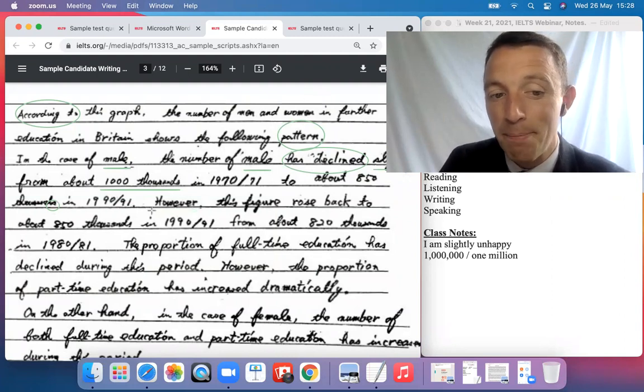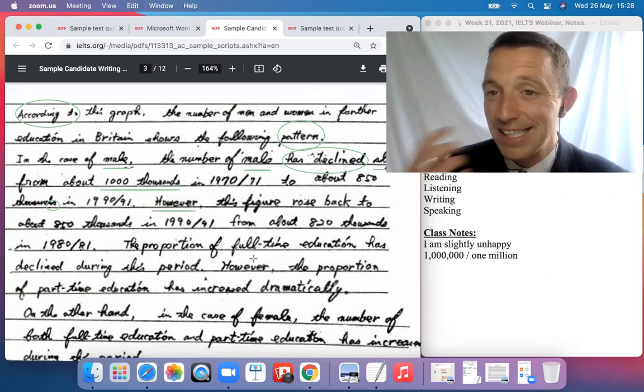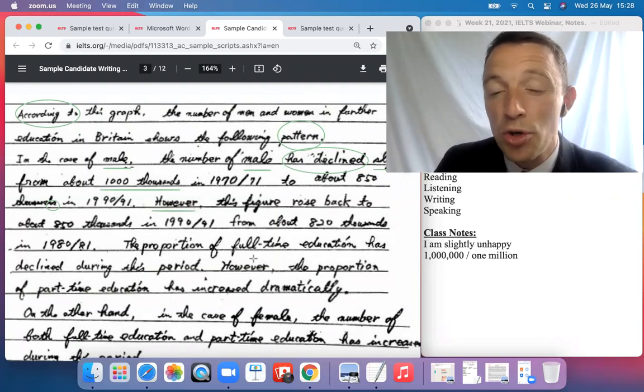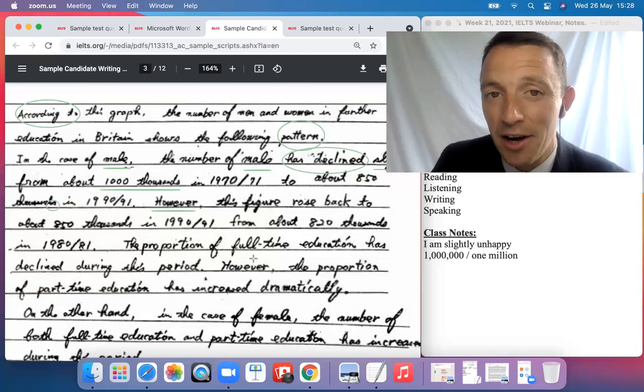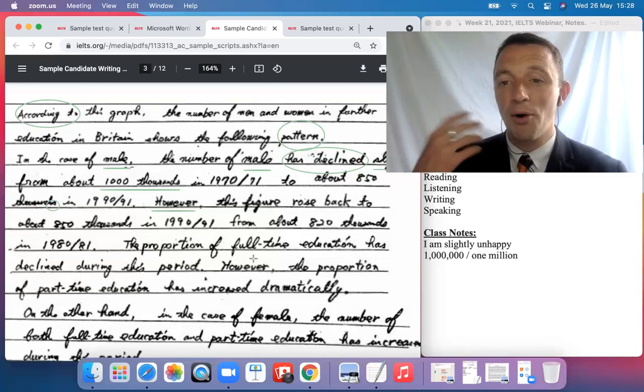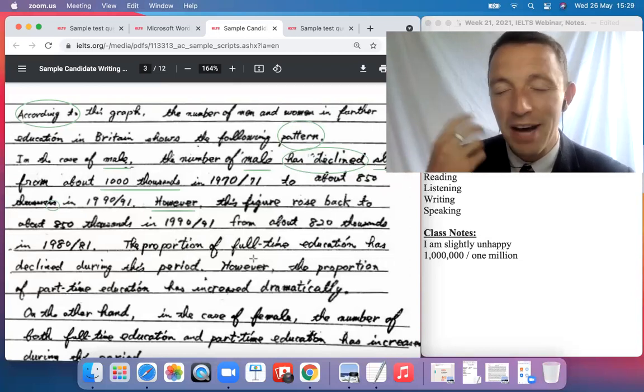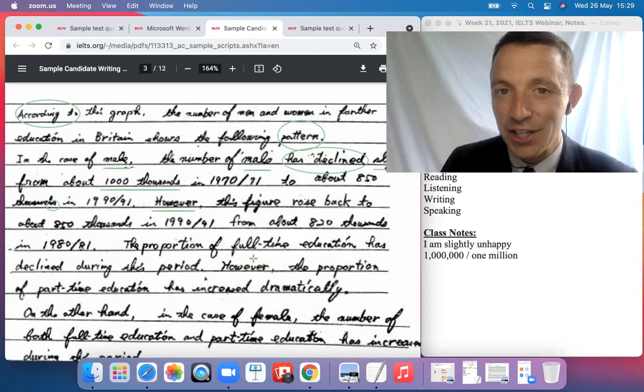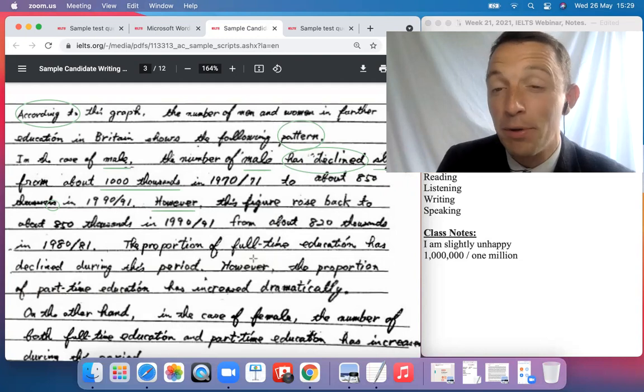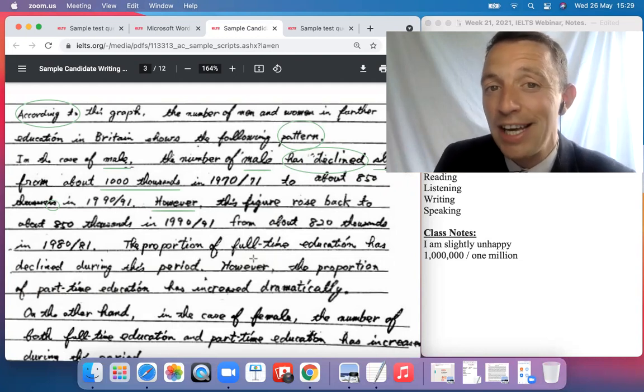So however is a very basic linker, but at the same time, it's important you use a good mix of linkers and more formal and more appropriate linkers as well. We have a lot of linkers in English, and this is just one little example of one small linker. But the more linkers you use, the better.